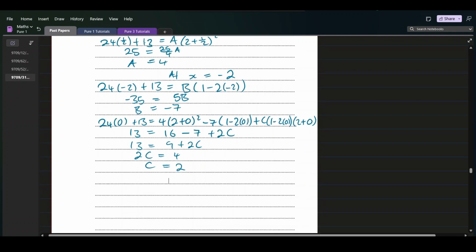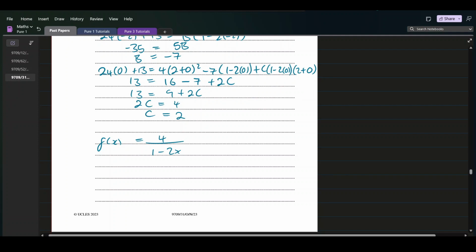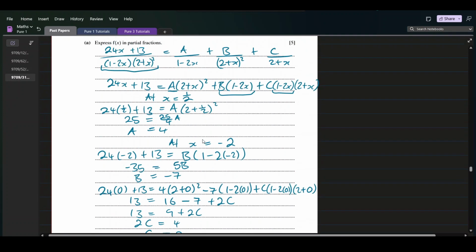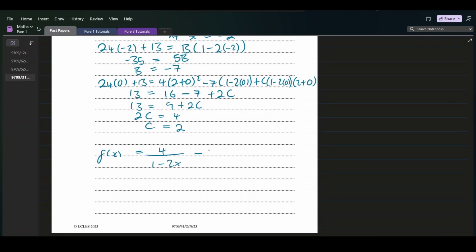And now it means f of x can therefore be written as A, which we said is 4 over 1 minus 2x. Let's just verify that that's correct. Yes, A is 4 and it's over 1 minus 2x. Then B is negative 7 over 2 plus x, and that's squared, and then we've got plus 2 over 2 plus x, and this would be our final answer.